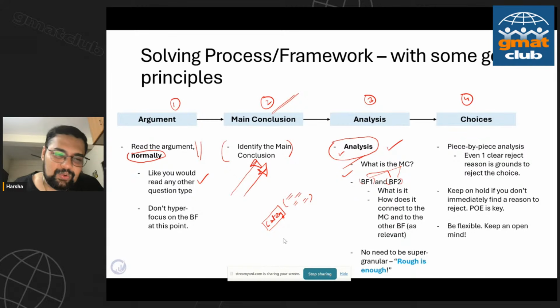If you start overdoing analysis here, you're wasting time. There'll be some cases where it's not even easy to figure out if it's a fact or a claim. If you over obsess over it, you're wasting time. For all you know, the answer choice is not even testing you on that. And that's just an example. So build a very rough, quick understanding of what these two things are doing in the argument, that's it. And then go to choice analysis.